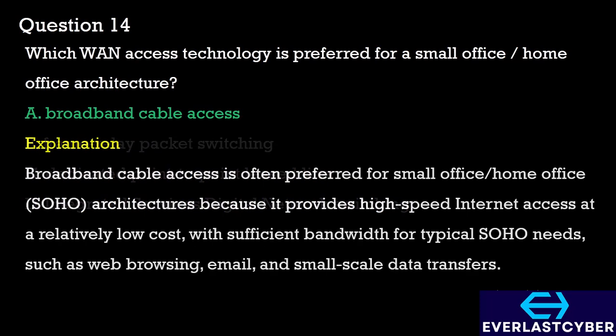For this, we'll be going with option A. Broadband cable access is preferred for a SOHO architecture because it provides high-speed internet access at a relatively low cost. It also provides sufficient bandwidth for typical SOHO needs, such as web browsing, email, and small-scale data transfers. So this is the most preferable network for a small office, home office architecture.